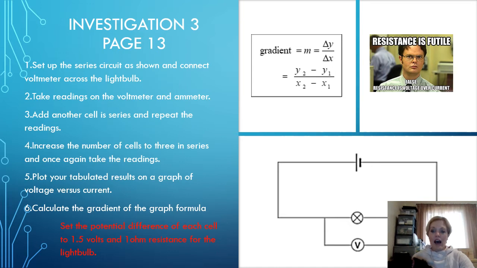When you are setting up your FETS simulation, I want you guys to make sure that each cell is only a 1.5 volt cell, and the light bulb that you are going to connect must be of 1 ohm resistance. Okay, and you can change it by clicking the light bulb. It gives you the option to change the resistance. The same thing with the battery. It gives you the option to change the voltage.